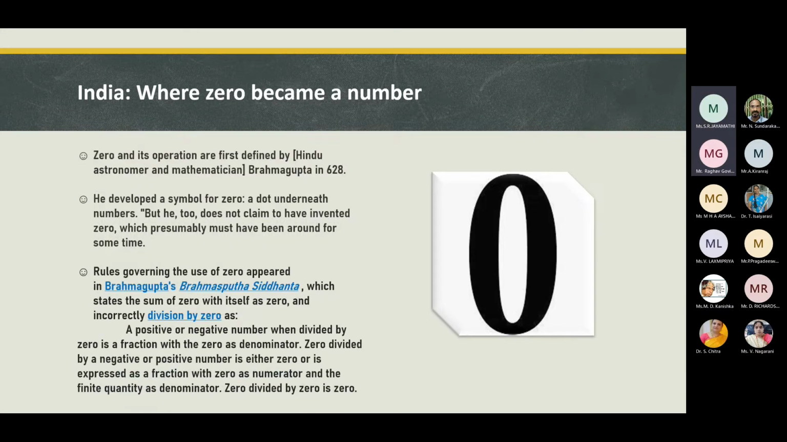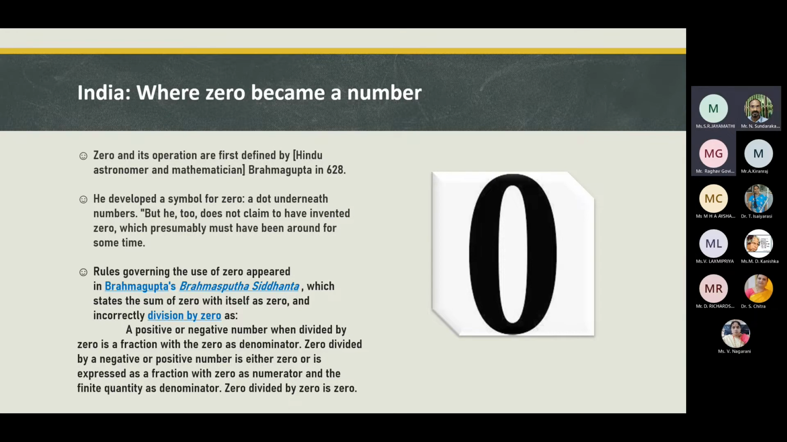Zero and its operations were first defined by the Hindu astronomer and great mathematician Brahmagupta in 628. Brahmagupta was a follower of Aryabhatta. He developed a symbol for zero, that is a dot underneath numbers. But he too does not claim to have invented zero, which presumably must have been around for some time.